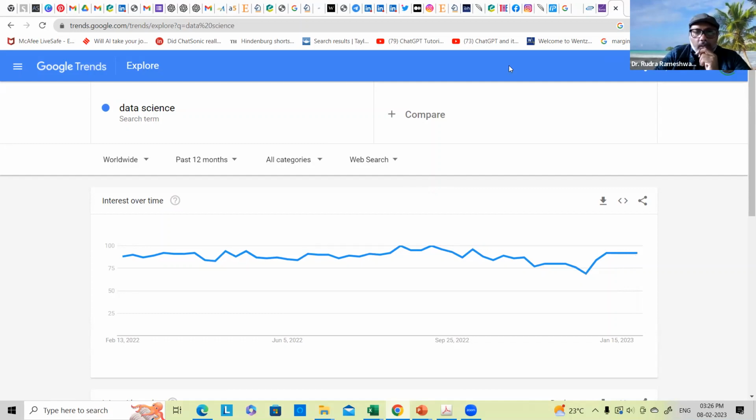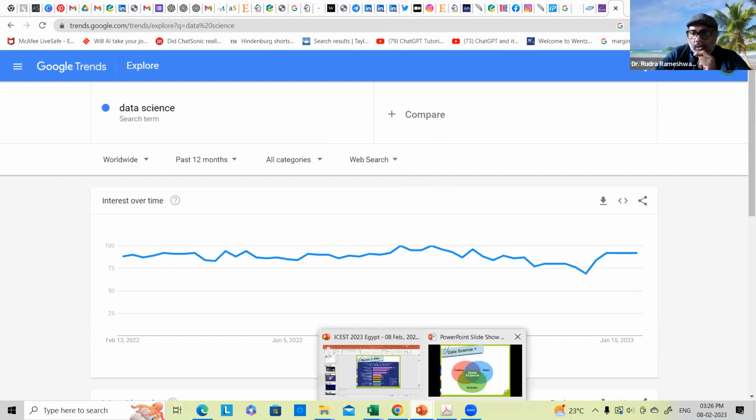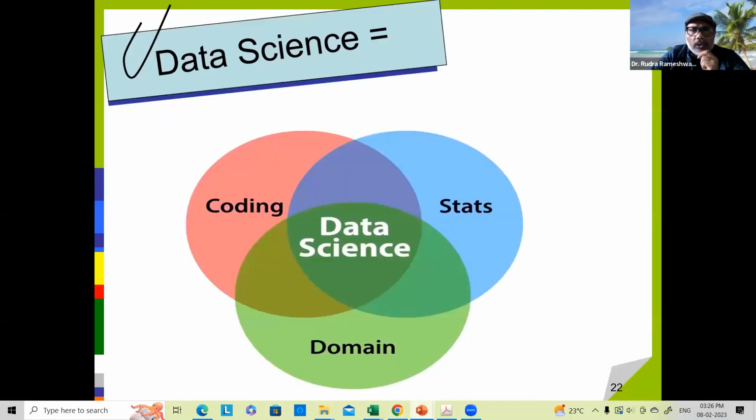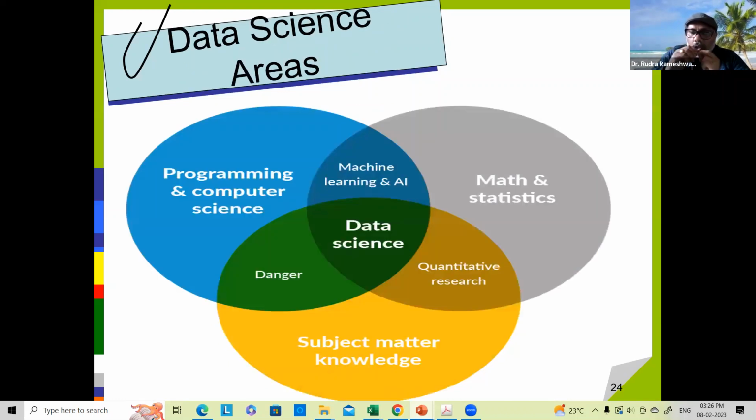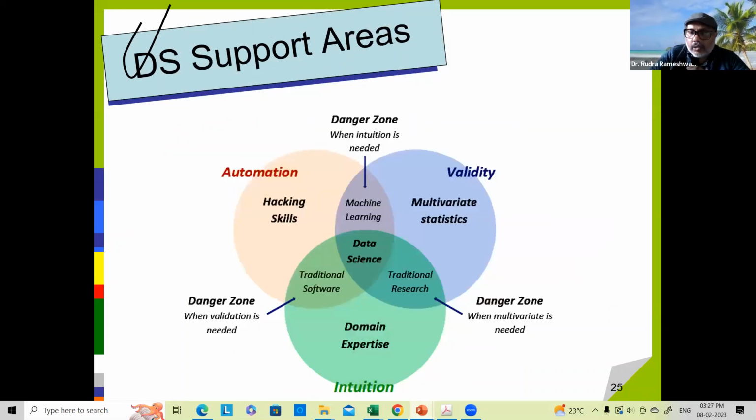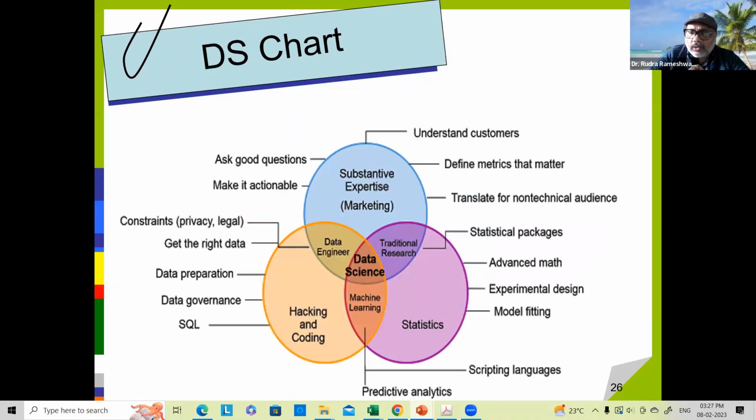Let me go to my main presentation. Now I think I am almost done. These are the different data science connections: applied statistics, computer science, and domain expertise, and this is also widely available. Data science areas are there because a lot of work is going on these days. How can you connect your research with these areas? Again, it is an interesting research question for you. Data science supports automation, validation, marketing, and substantive expertise, and all these things are required.